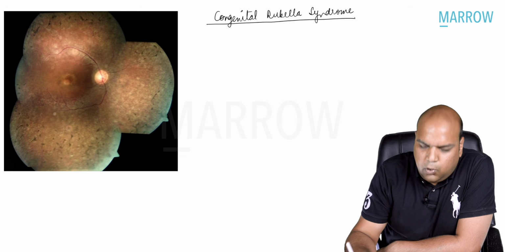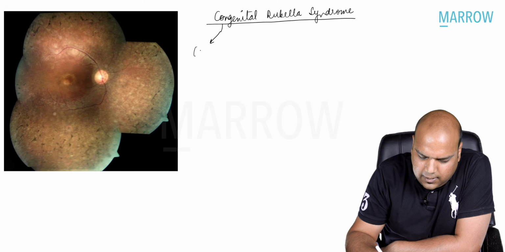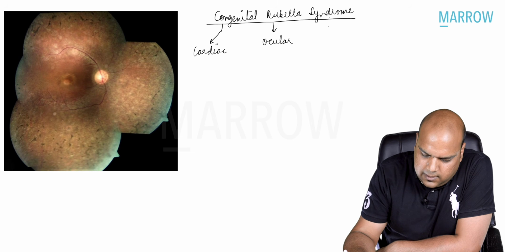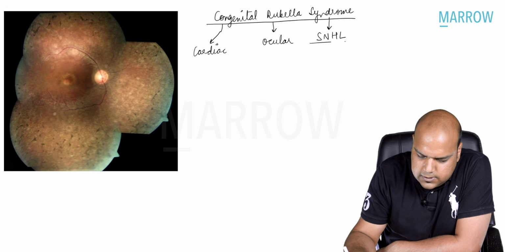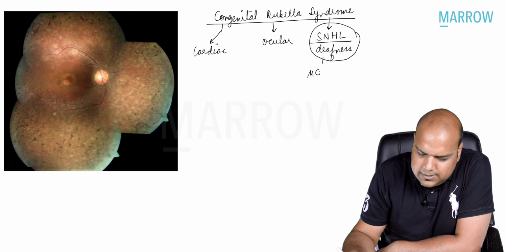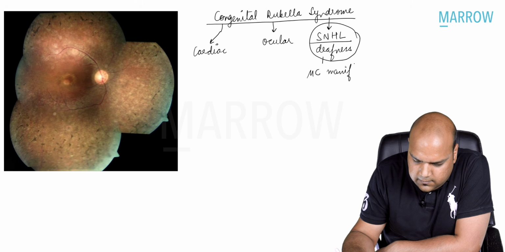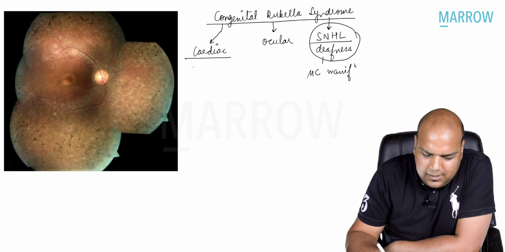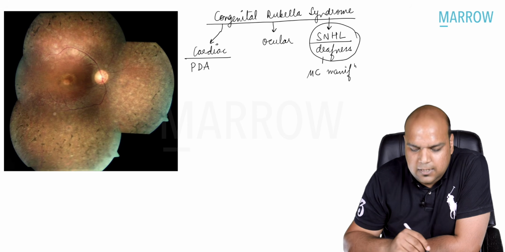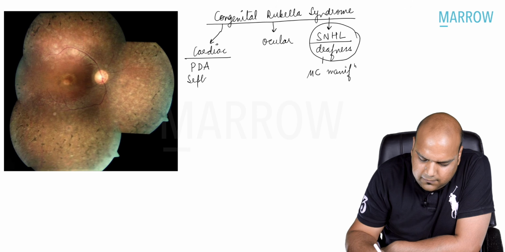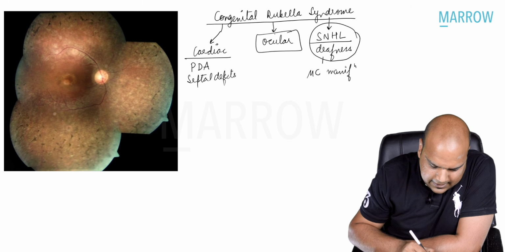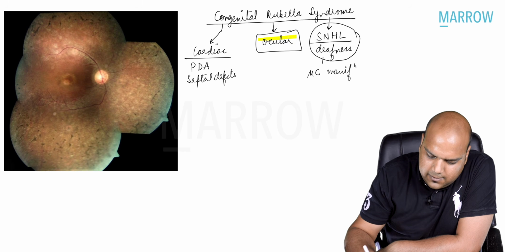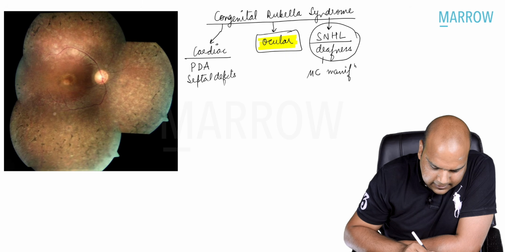Now, congenital rubella syndrome, all of us would have studied. It presents with a triad of cardiac features, ocular features, and obviously sensory neural hearing loss or deafness. This is the most common manifestation, everybody, of congenital rubella syndrome. What do we see in cardiac features? The most commonly we see is patent ductus arteriosus. Also, we can find some interventricular septal defects. But what about the ocular features? That is what we are wanting to read here primarily. Yes or no? Ocular features of congenital rubella syndrome.